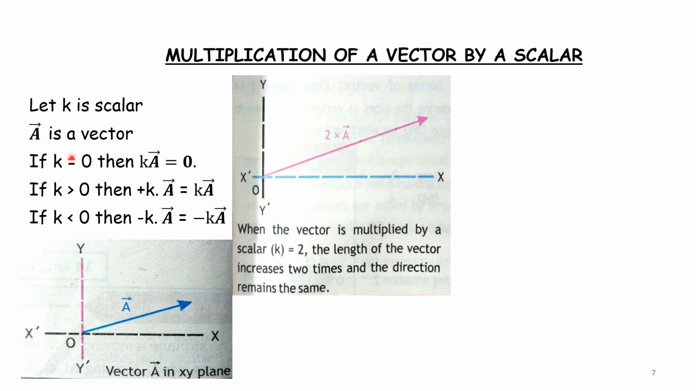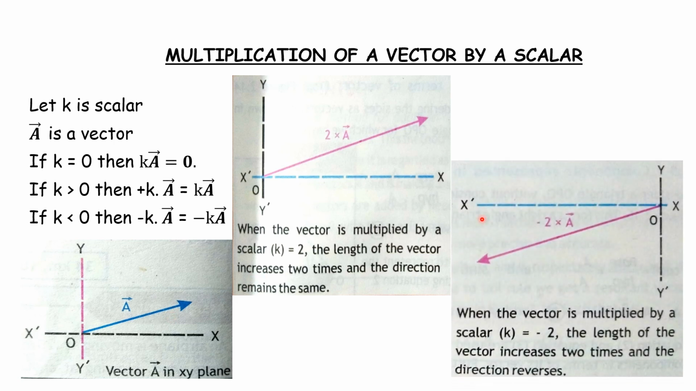What is meant by this? Look here. Let's suppose the scalar is 2. When you multiply this vector A by 2, its magnitude is increased twice, multiplied by 2, and the direction remains the same because it's a positive number, and we know this xy coordinate shows a positive quadrant. But here you can see if I multiply it by -2, the scalar is less than 0. So the magnitude is increased by a factor of 2, but the direction is also reversed. Now it is in the negative xy plane.